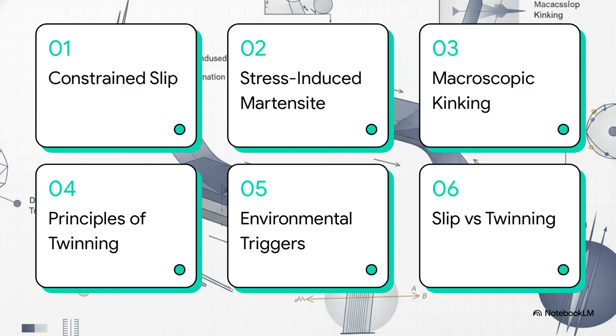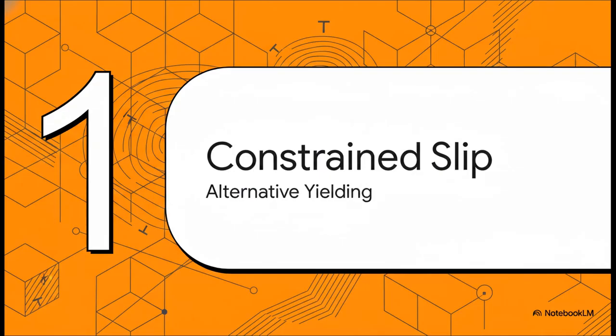Here's our roadmap for today. We'll quickly cover what happens when slip is constrained, then explore stress-induced martensite, macroscopic kinking, the core principles of twinning, environmental triggers, and finally, we'll synthesize slip and twinning. Let's get started. All right, part 1.